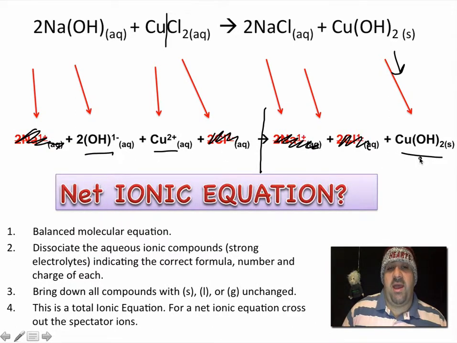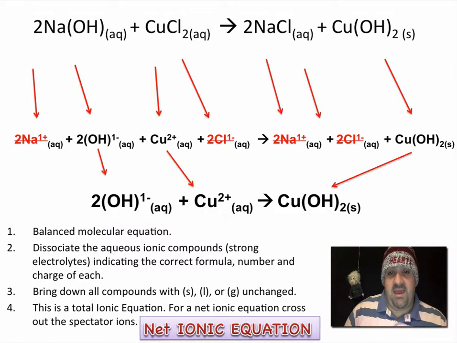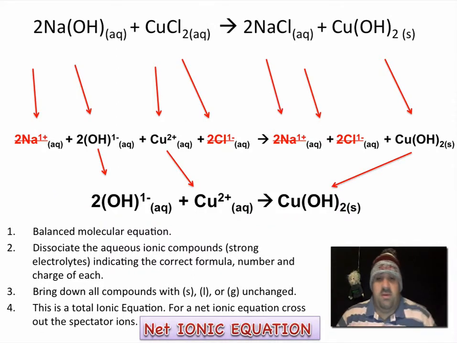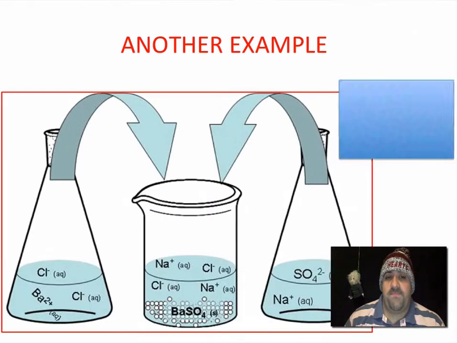So that was our total ionic equation. The net ionic equation, we simply cross off the spectator ions. And what we're left with is the net ionic equation. And that's how you write it. Very dense, I know, but it's a good review of everything we've done thus far. It kind of summarizes it all. So that is our net ionic equation. What is left after we cross out the spectator ions?